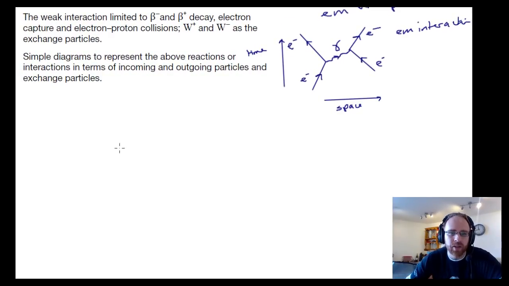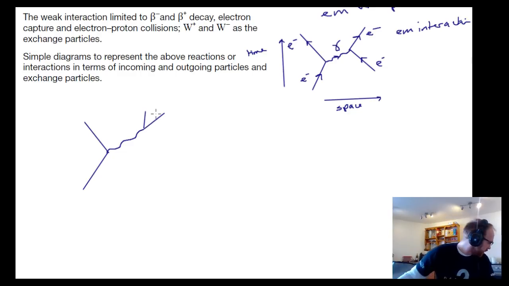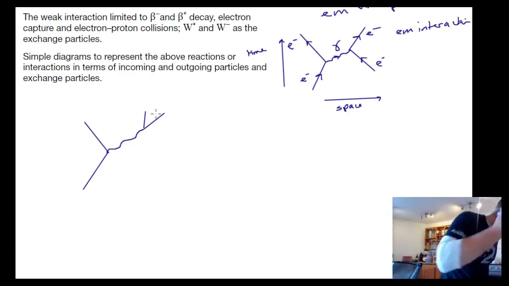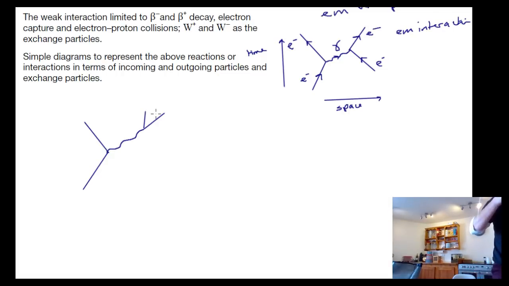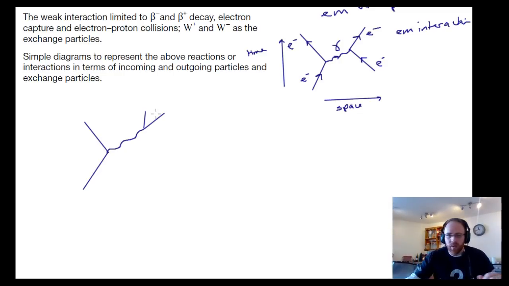So our weak interaction is limited to beta minus and beta plus decay. So we'll do beta minus first, because that's our more common decay. 2 lines and a wiggly going to 2 more lines. We have to have an arrow denoting the direction of travel of the particles.